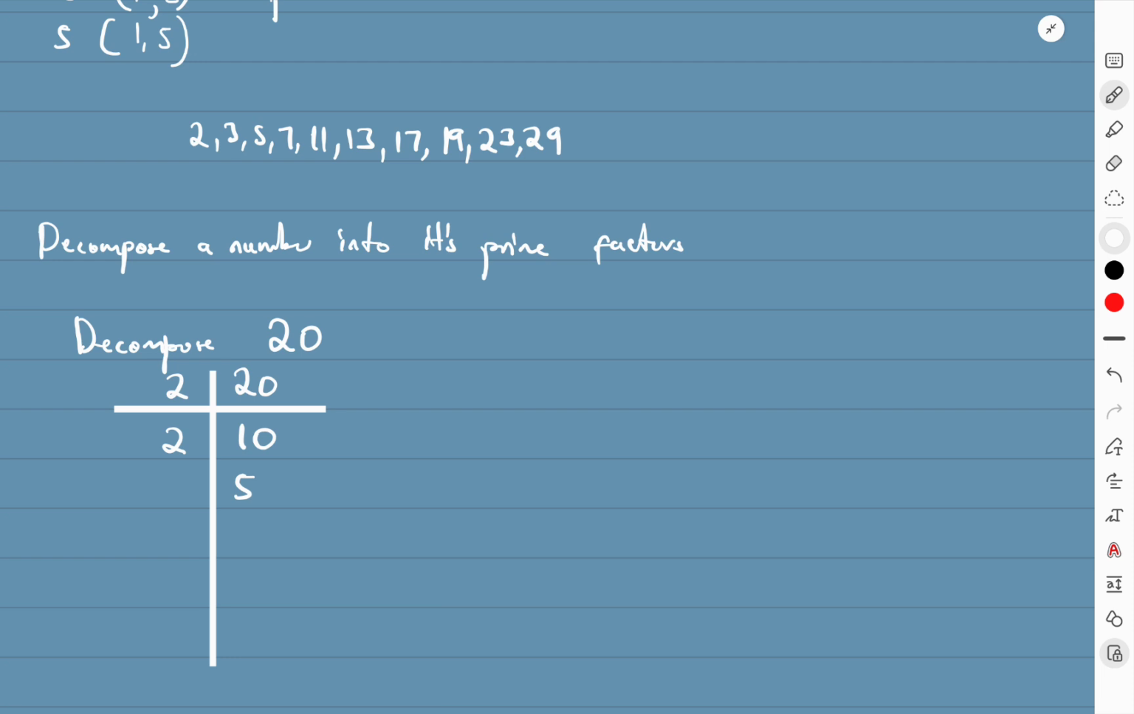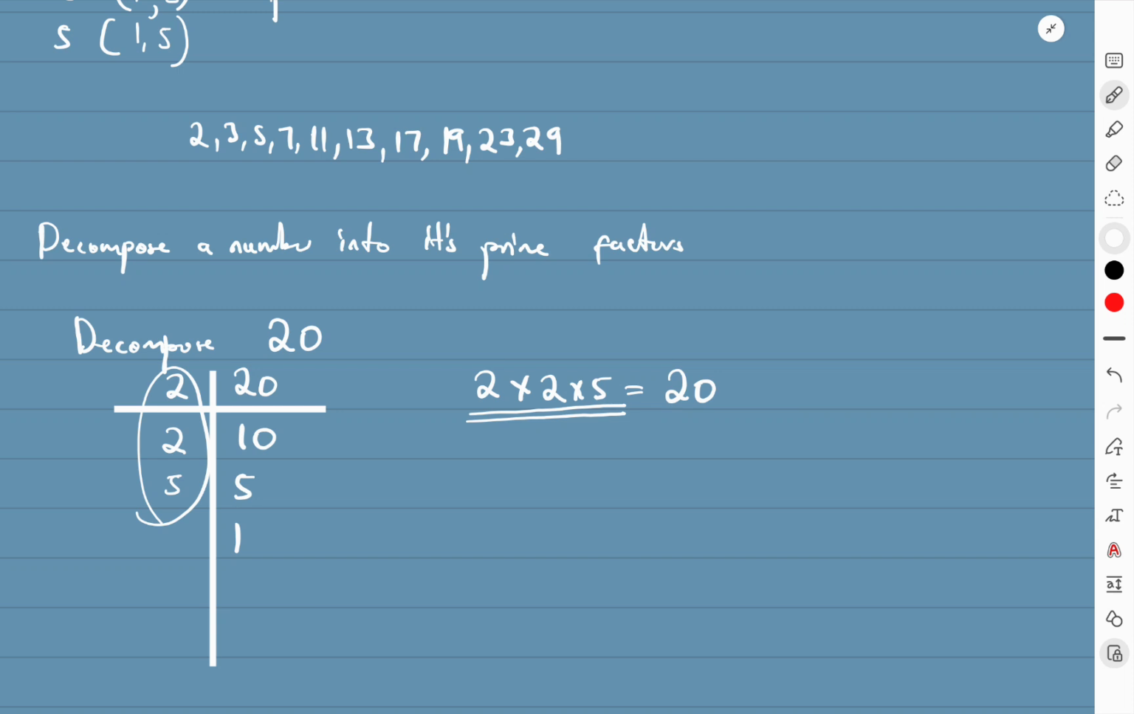Can a 5 go into 5 without leaving a remainder? Yes. Therefore, here I'm going to write a 5. Then I ask myself, how many times can a 5 go into a 5? It goes once. So all of these numbers that are here, I am going to rewrite them. It's going to be a 2 times a 2 times a 5. Now these numbers are equal to 20 because 2 times 2 is a 4, and a 4 times 5 is a 20. So now we have decomposed our 20 in terms of its prime numbers. It means 2 times 2 times 5 is 20.